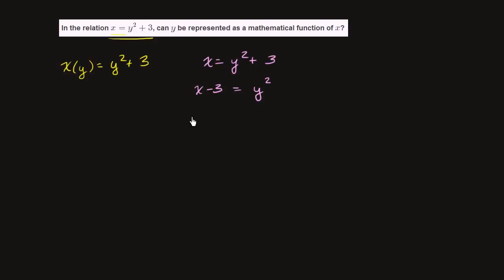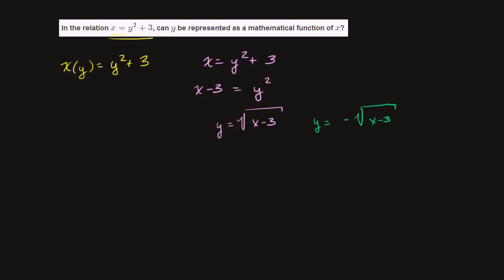So y could be equal to, and I'm just going to swap the sides, y could be equal to, if we take the square root of both sides, it could be the positive square root of x minus 3, or y could be the negative square root of x minus 3. If you don't believe me, square both sides of this. You'll get y squared is equal to x minus 3. Square both sides of this. You're going to get y squared is equal to, well, the negative squared is just going to be a positive 1, and you're going to get y squared is equal to x minus 3.